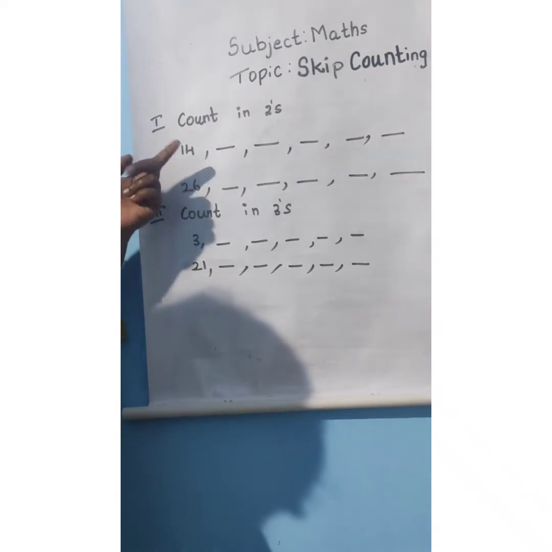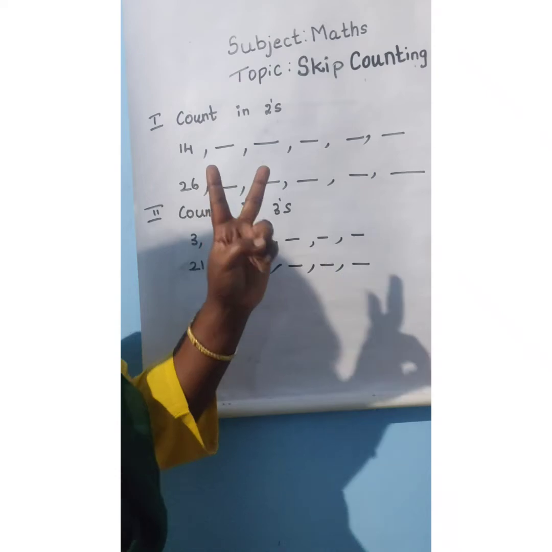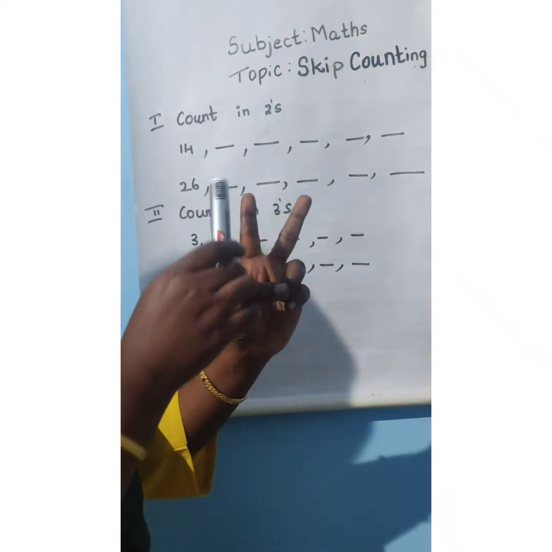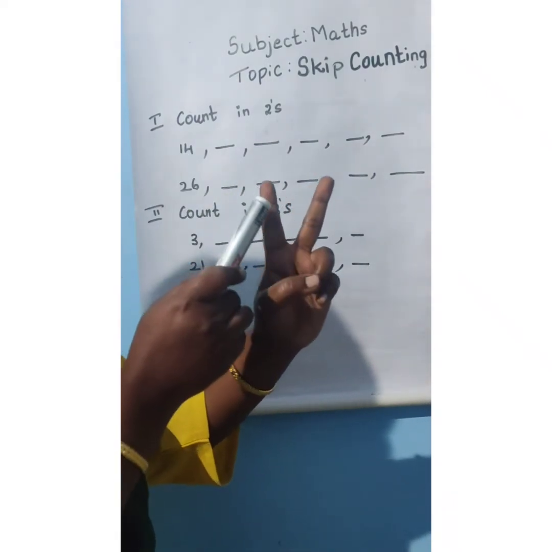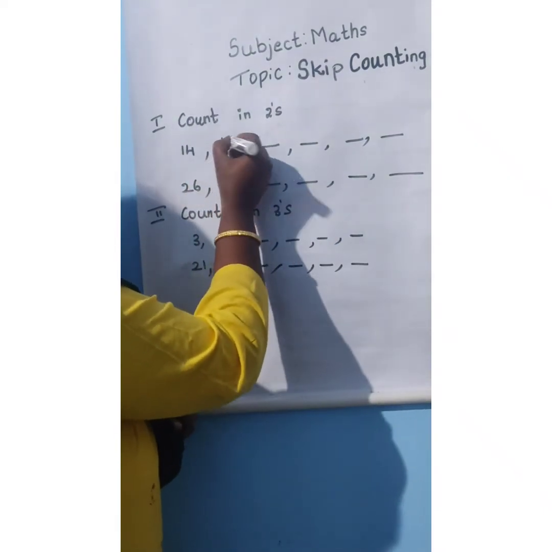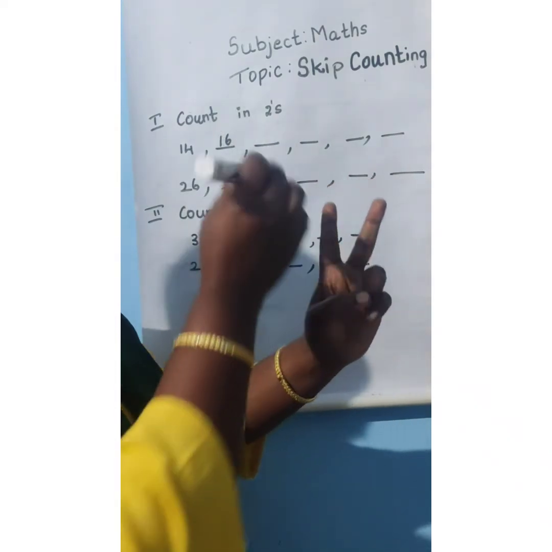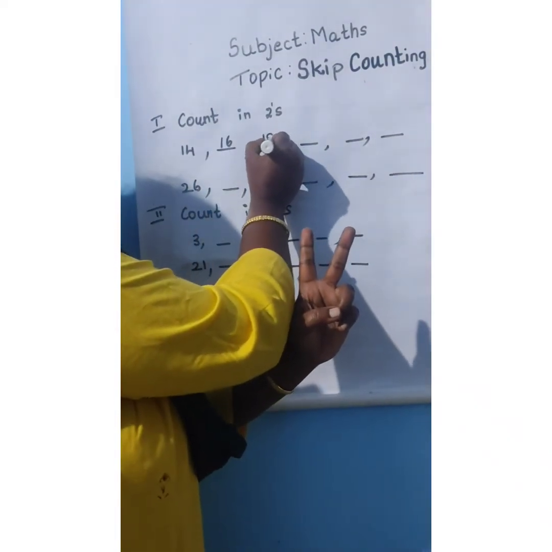So 14 is given. Show 2 fingers because it is count in twos. Show 2 fingers and count 2 numbers. That is 14, 15, 16. So write the number here, 16. Okay, show 2 fingers. After 16, 17, 18. So you should write 18.